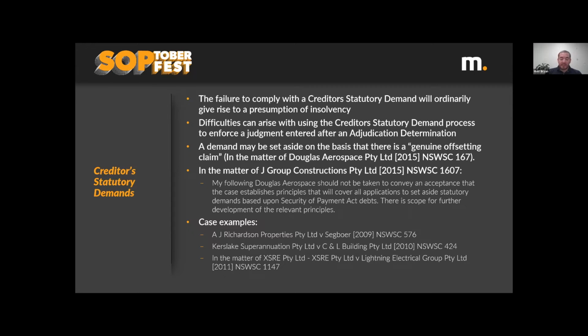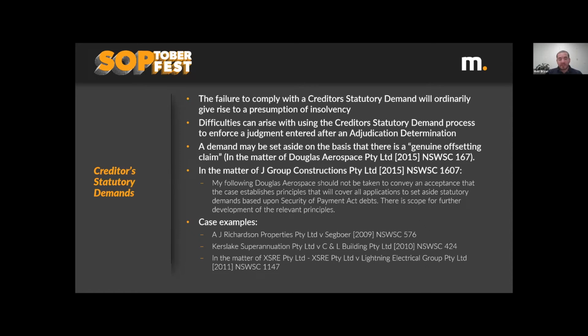So the court ultimately said that in those circumstances, the statutory demand was essentially used as a debt collecting tool, and that's not an appropriate use of the stat demand. It was more about enforcing debts where there was no genuine dispute or genuine offsetting claim. So that's one example of a situation where a claimant couldn't go full steam ahead by way of the statutory demand process.